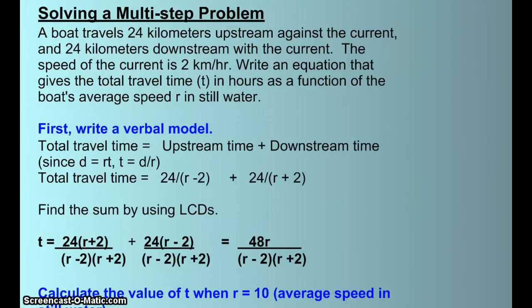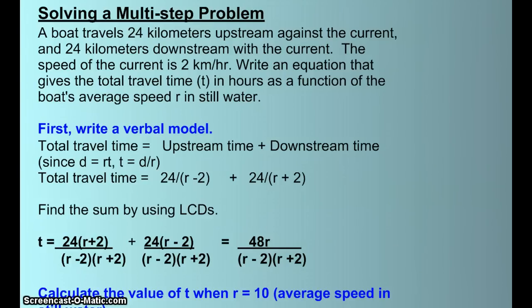But going upstream, when you're fighting against a current, you have to subtract the speed of the current. So the current is 2 kilometers per hour. So the speed upstream becomes r minus 2, and the speed downstream is going to be r plus 2 because you're being aided by the current. So now it's easy to figure out. The total travel time is going to be 24 over r minus 2 plus 24 over r plus 2.